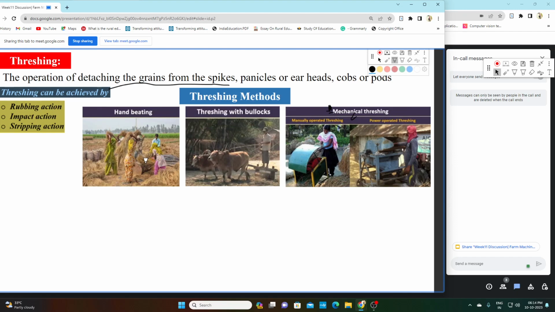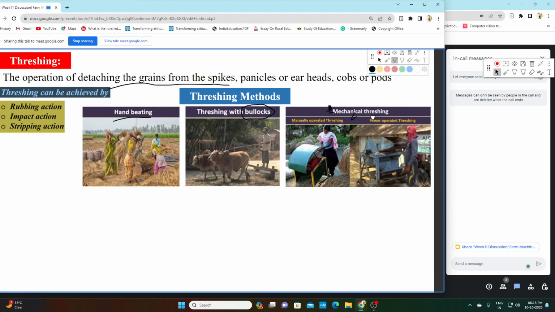As it is a manual process, it is very tiresome for the farmers or workers on the field. This is the first type of threshing method. The second type we do by animal power. By animal I am talking about bullocks here, because threshing is a heavy operation, so we have to use bullocks. The bullocks will pull the thresher, and this thresher will do the threshing operation.